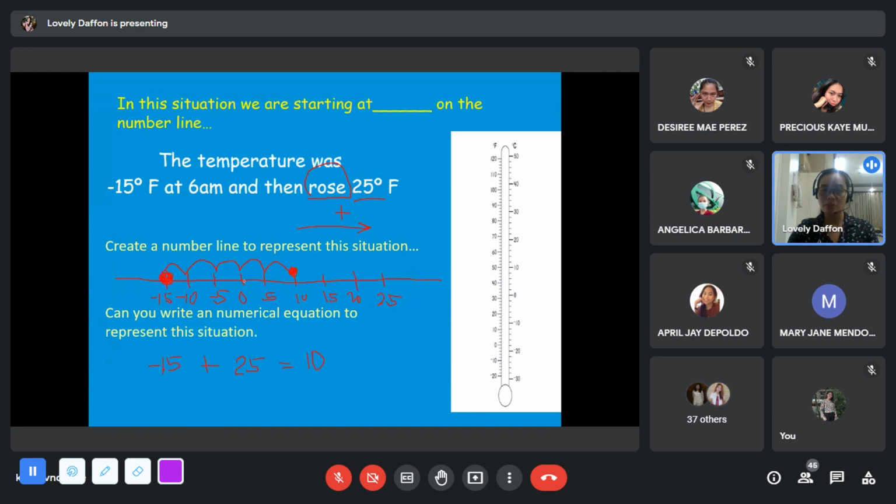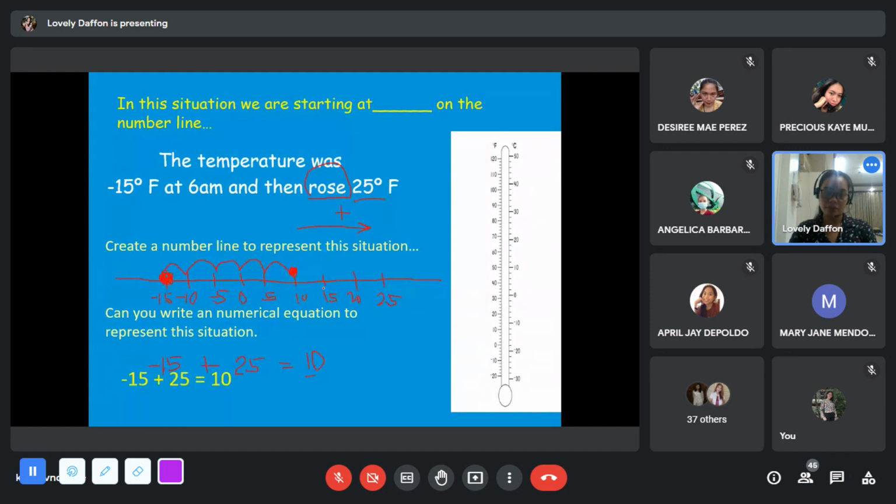At least you can see that it really crossed 0 and became positive, because it rose by 25, so you count 25 to the right. At least the student will understand that the answer is 10. If you move plus 25 to the right, you reach 10. So that is exactly the essence of the usage of the number line.